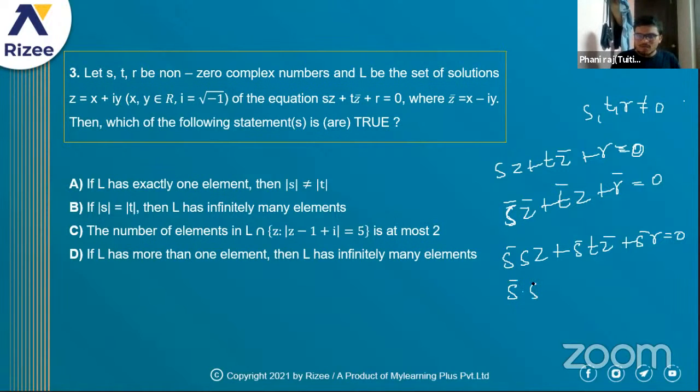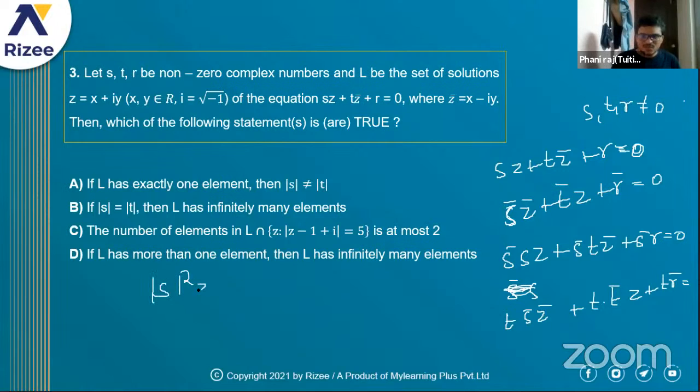S bar into, okay. Now multiply the second equation with T. T S bar Z bar plus T into T bar Z plus T R bar equal to 0. Now you see these two are same. When you subtract, these two will get cancelled. So what do you get?